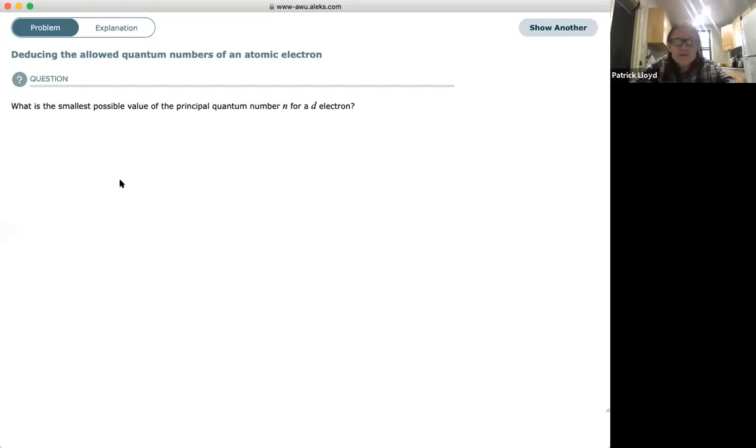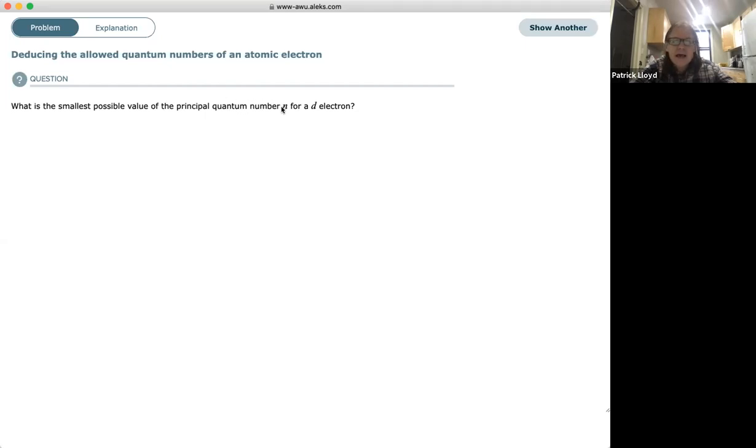Deducing the allowed quantum numbers of an atomic electron, right? Electrons in atoms. What is the smallest possible value of the principal quantum number for an N or a D electron? So there's going to be 2 answers here, right? So what's the smallest value of the principal? Remember, principal is N, right?